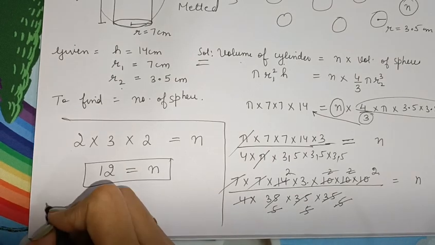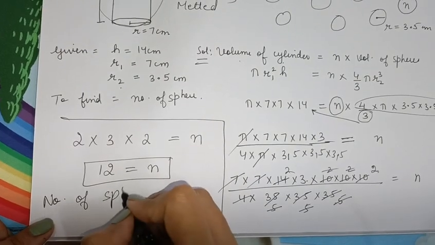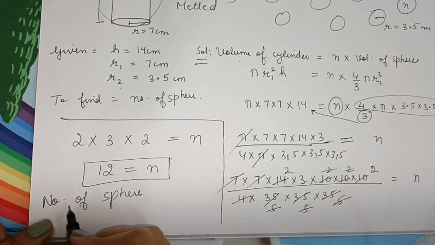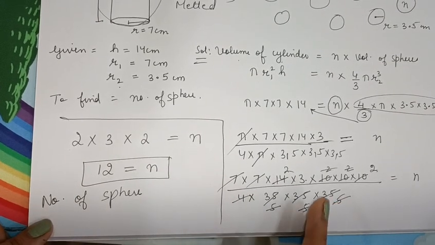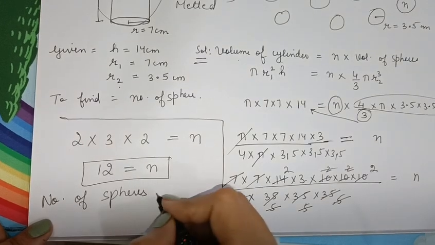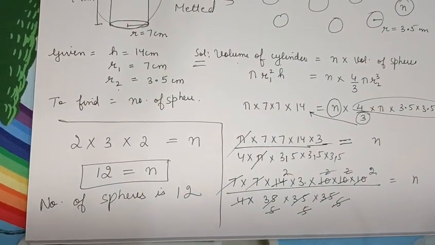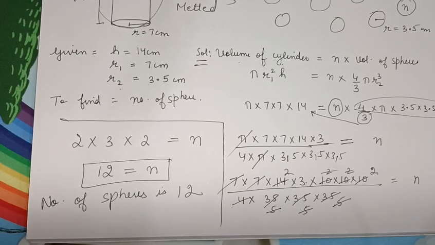So number of spheres, at the end of doing these questions, you can write one sentence. Whatever is asked in the question you can write that in one sentence, because the solution will look more presentable. So number of spheres is 12. So this question is also completed. Now let's do the next question.